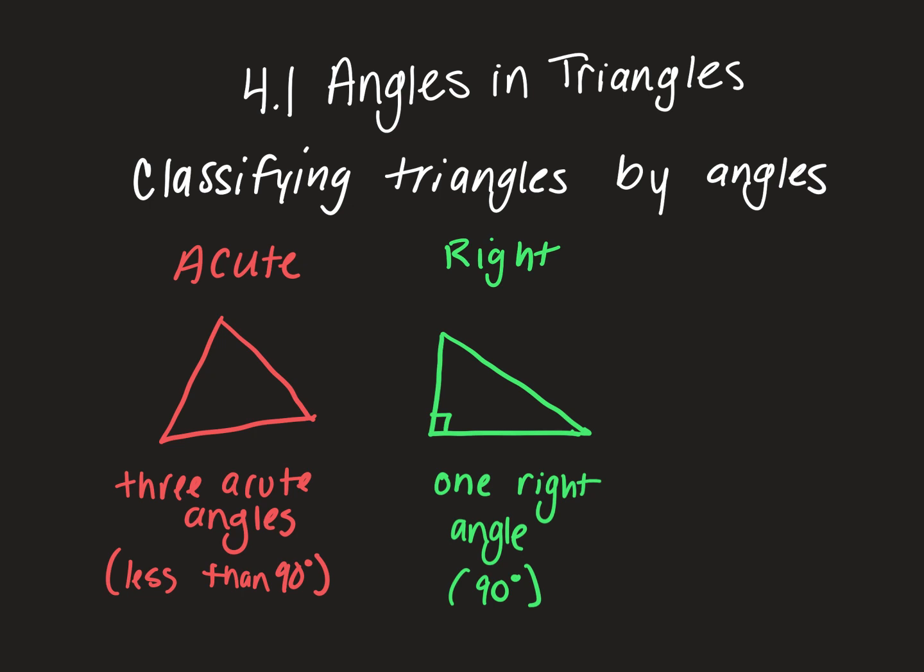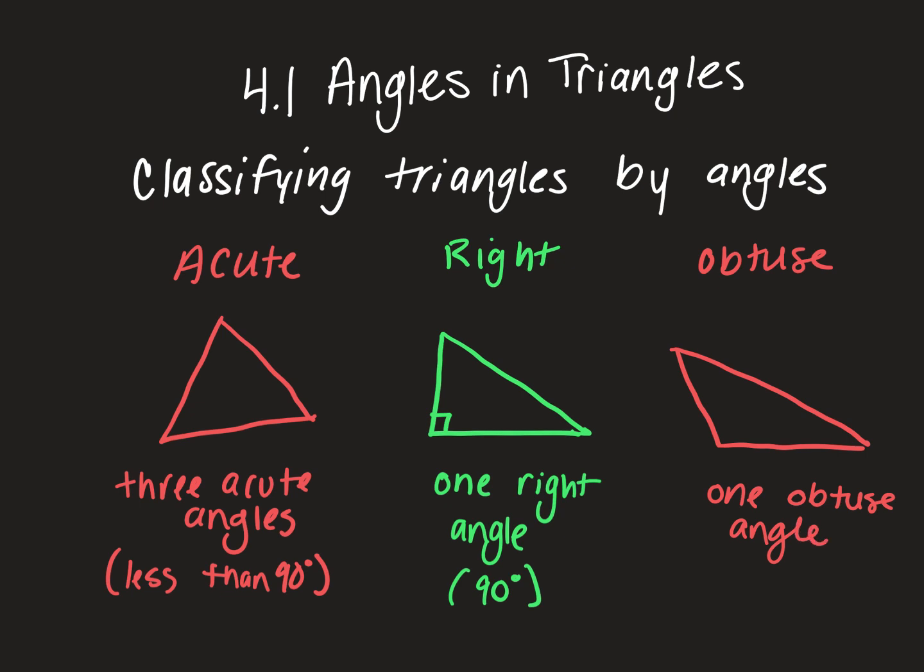And then our last one is obtuse. An obtuse triangle has one obtuse angle. And an obtuse angle is bigger than 90.